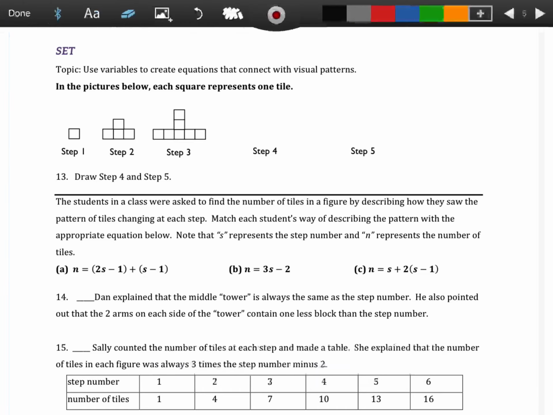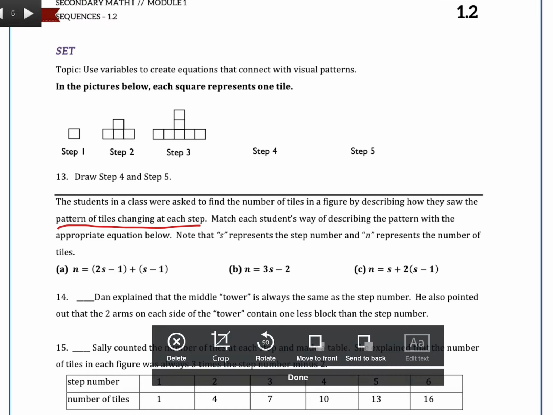With the next bit, the students in a class were asked to find the number of tiles in a figure by describing how they saw the pattern of tiles changing at each step. So this sounds very similar to what we've done. Match each student's way of describing the pattern with the appropriate equation below. Note that S represents the step number and N represents the number of tiles.